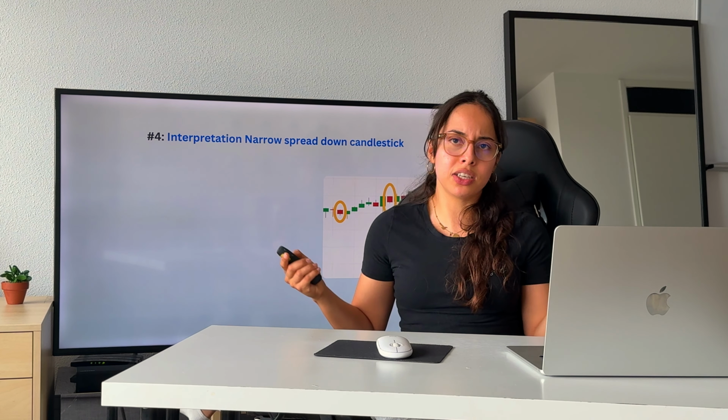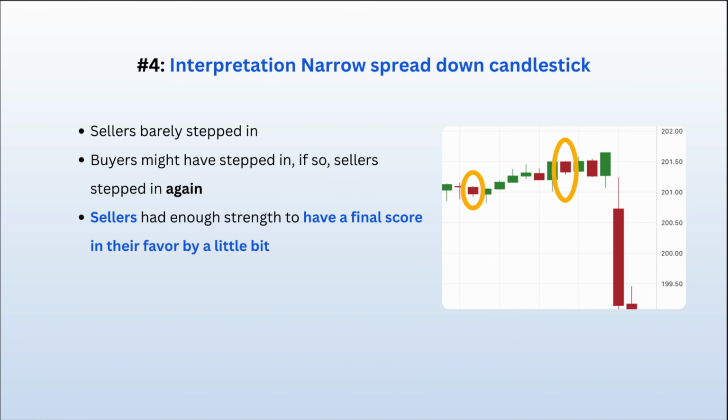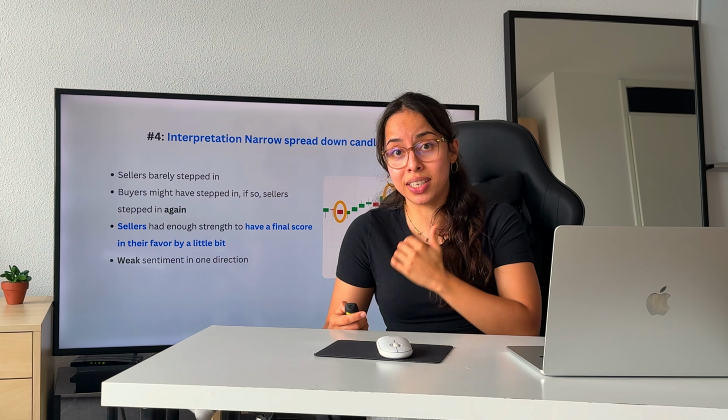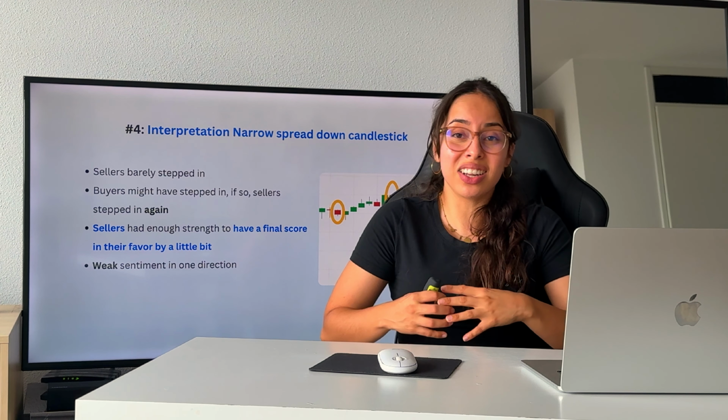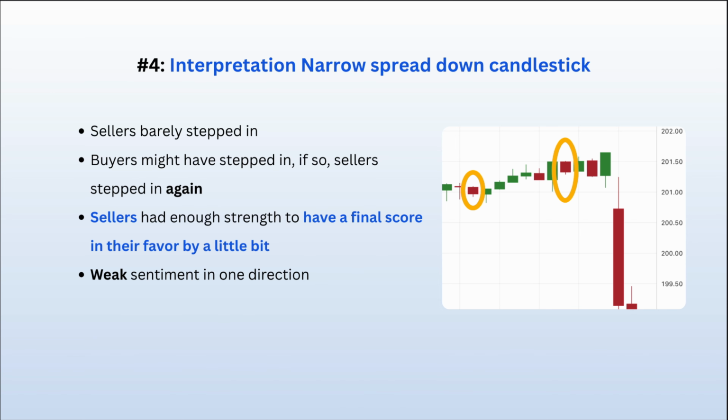So how do we interpret this narrow spread candlestick? We know that the sellers barely stepped in. And yes, the buyers might have stepped in, creating the lower wick. And even if that happened, the seller stepped in again, undoing that temporary lower wick. Overall, the sellers had enough strength to have a final score in their favor. Not by a lot, but by a little bit. So in this case, there's also sentiment in one direction, which is in the seller's direction. But it's not like the sellers are clearly winning. They're barely winning. So there is weak sentiment in the seller's direction.